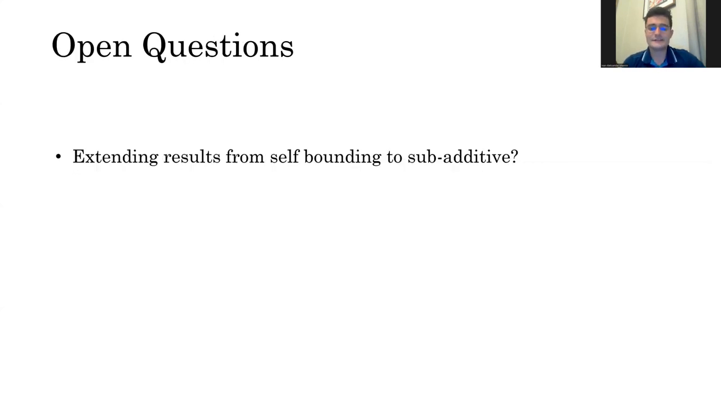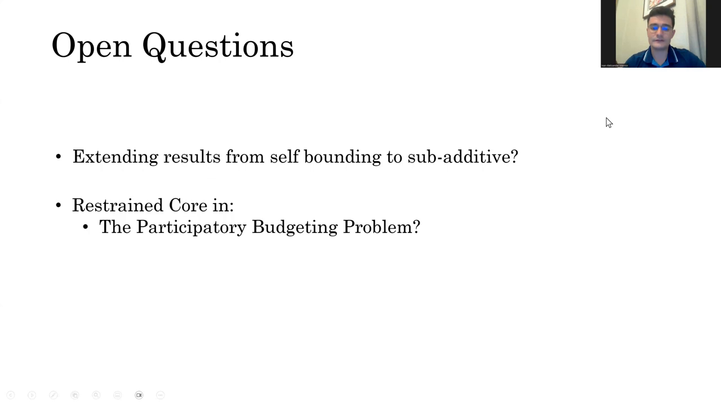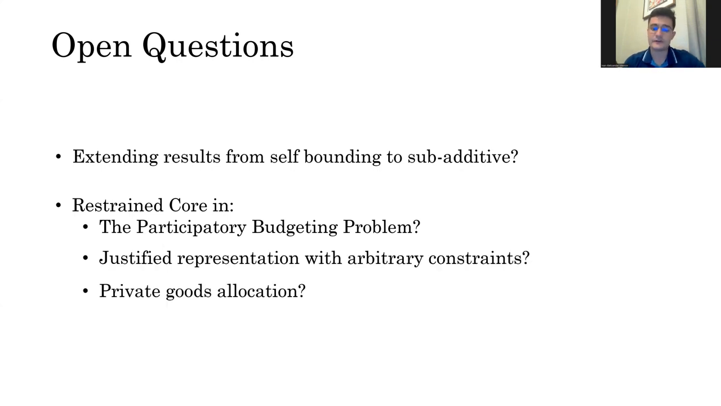Finally, the open questions and research directions that our paper identifies are the following. The immediate question in connection with our main technical result on beta self-bounding functions is whether the restraint core can prove applicable in the instance of subadditive utilities. Finally, it would be worth studying whether the notion of the restraint core can be extended to more general frameworks, such as the social choice domain of the participatory budgeting problem with constraints, the instance of extended justified representation with constraints, and the case of private goods allocation.